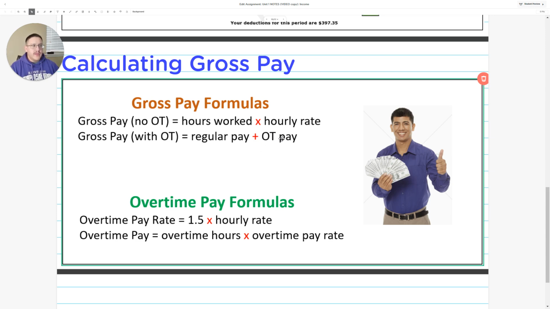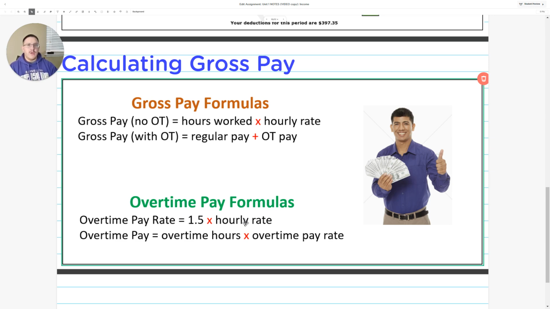Now, gross pay with overtime is your regular pay through the previous formula plus overtime pay. Now, what is overtime pay? It's anything over 40 hours. So once the 40 hours have been hit for your employer for that week, overtime starts to kick in. And anytime overtime kicks in, you get paid more. And specifically, you get paid 1.5 times more than what you would normally get for your hourly rate.